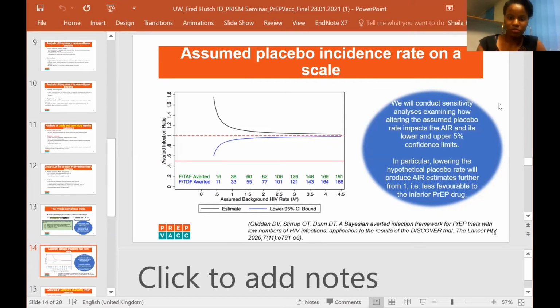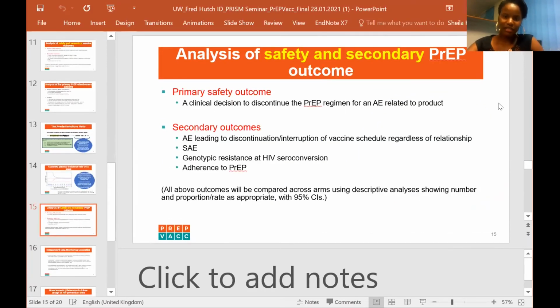And this slide is on the safety and the secondary PrEP outcomes. I will not go too much into it, but our main primary safety outcome will be a clinical decision to discontinue the PrEP regimens for an AE considered related to the product. And then descriptive analysis of the other secondary outcomes.